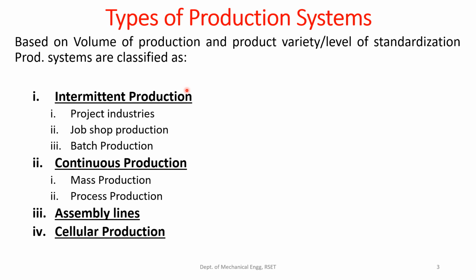The intermittent production systems are again divided into three major types. They can either be project industries, job shop production industries, or mass production industries. And continuous production systems are again subclassified as mass production systems and process production systems. First of all, let us have a look at what the nature of intermittent production systems is.